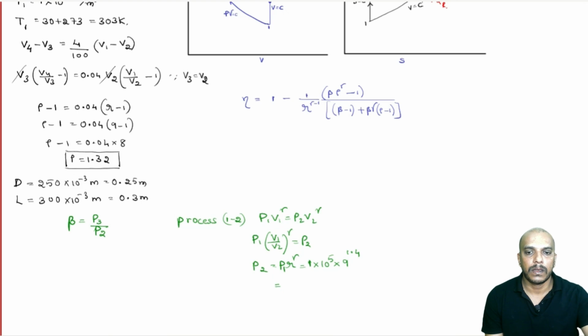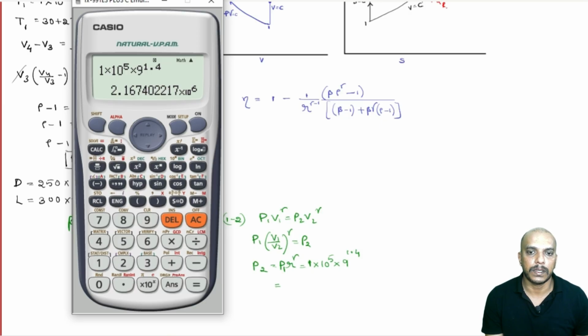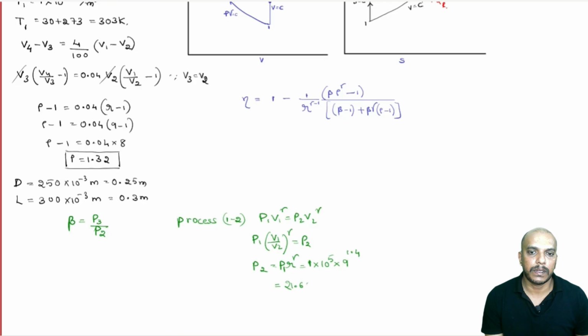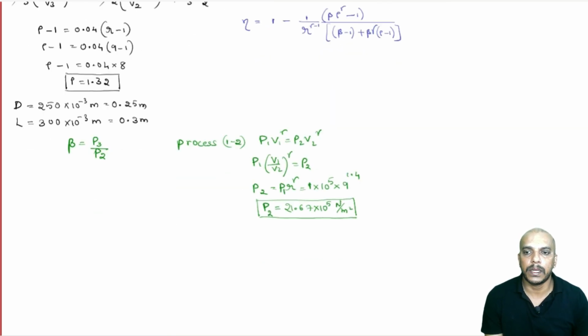So the value of P2 is 1 into 10 power 5 multiplied by 9 power 1.4. So 21.67 into 10 power 5, or 2.1, that is also fine. So 21.67 into 10 power 5 Newton per meter square. I have just kept it in 10 power 5 so that we can say it in bar, otherwise the answer doesn't change. P2 is equal to 21.67 into 10 power 5 Newton per meter square. Now I think we can go for beta.